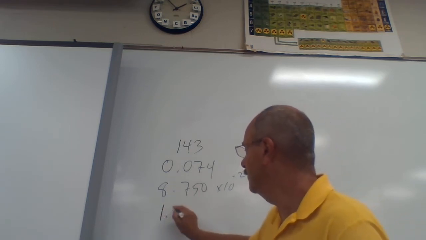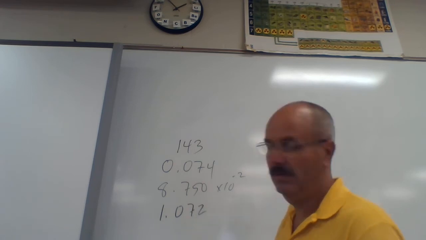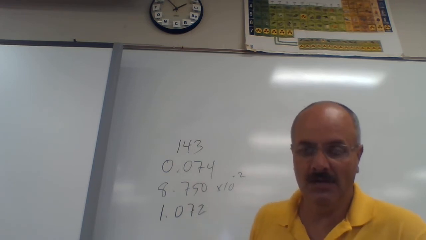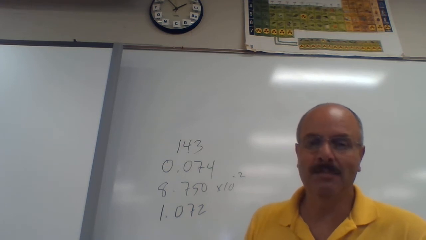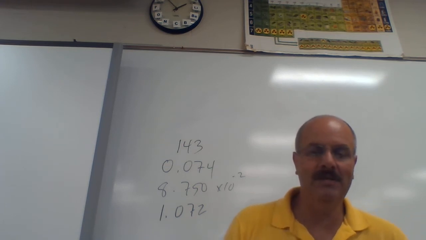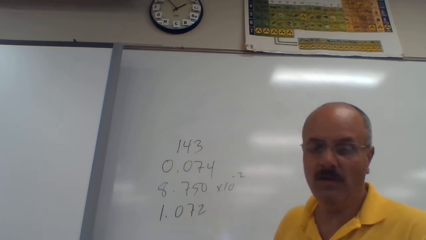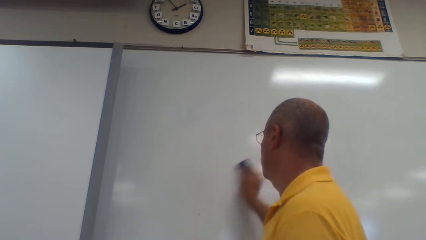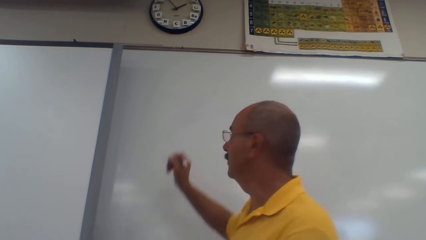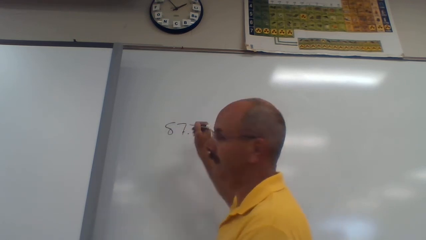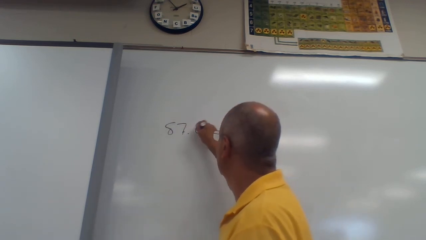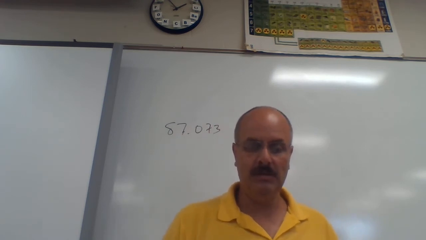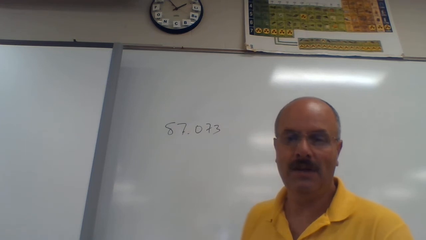Now we go to the last one on that one, 1.072. The 1, the 7, and the 2 are all significant because they're non-zeros. The 0 is in between non-zeros, so he is significant. So this guy has 4. All right, now we go to the next part where we got to round them off. So the first one, we got 87.073. It says we're supposed to round that off to 3 significant figures.